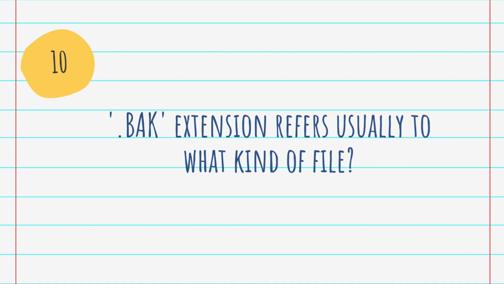Question number 10. .bak extension refers usually to what kind of file? Answer is backup file. Backup file protect your data in the event of system failure or any file corruption. Question number 11. .tmp extension refers usually to what kind of file? Answer is temporary file. A temporary file is any file created by a program that serves a temporary purpose.